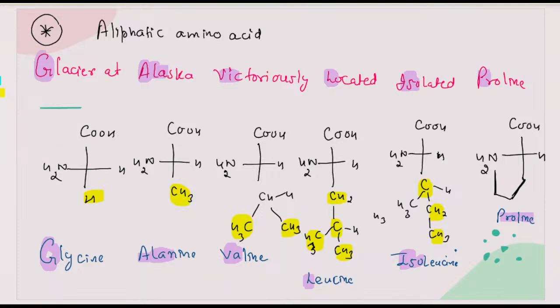Like, glycine is which kind of structure? Alanine, how would the structure be? So structure is really important here. Okay, so this is all for the aliphatic. All of these are aliphatic. Next class.